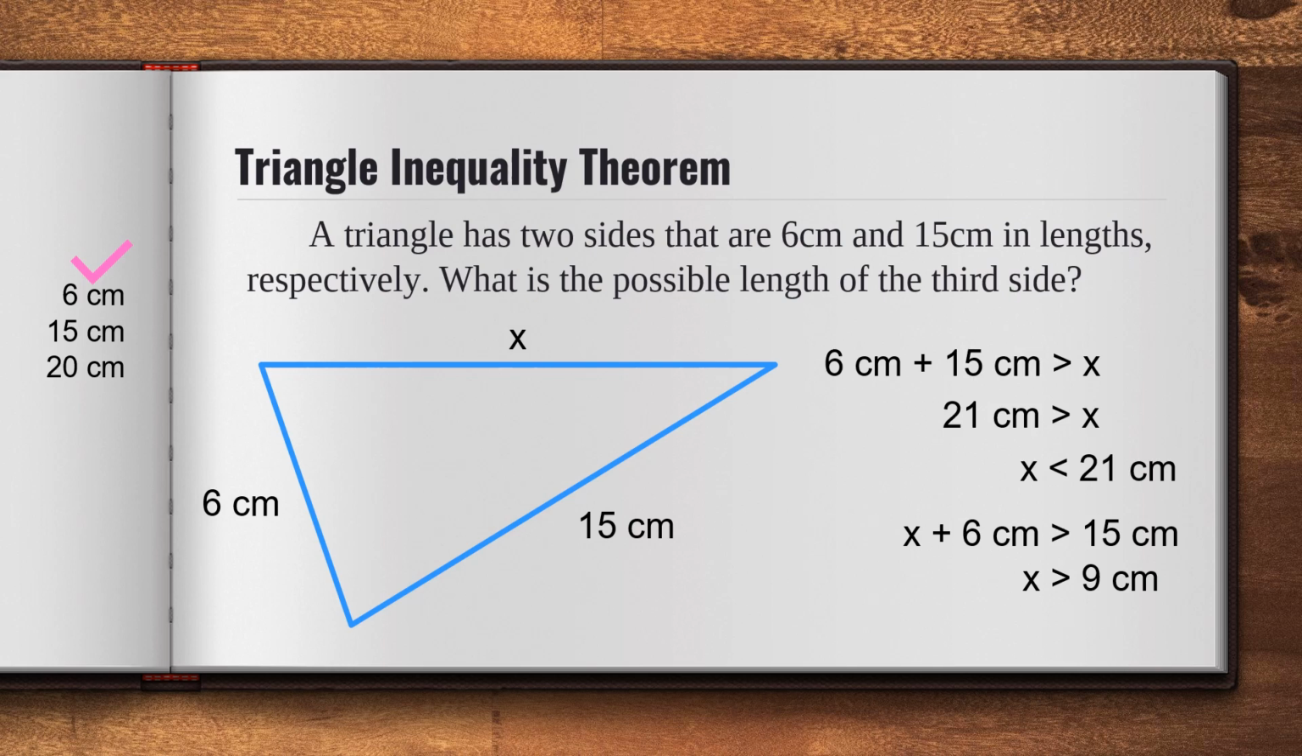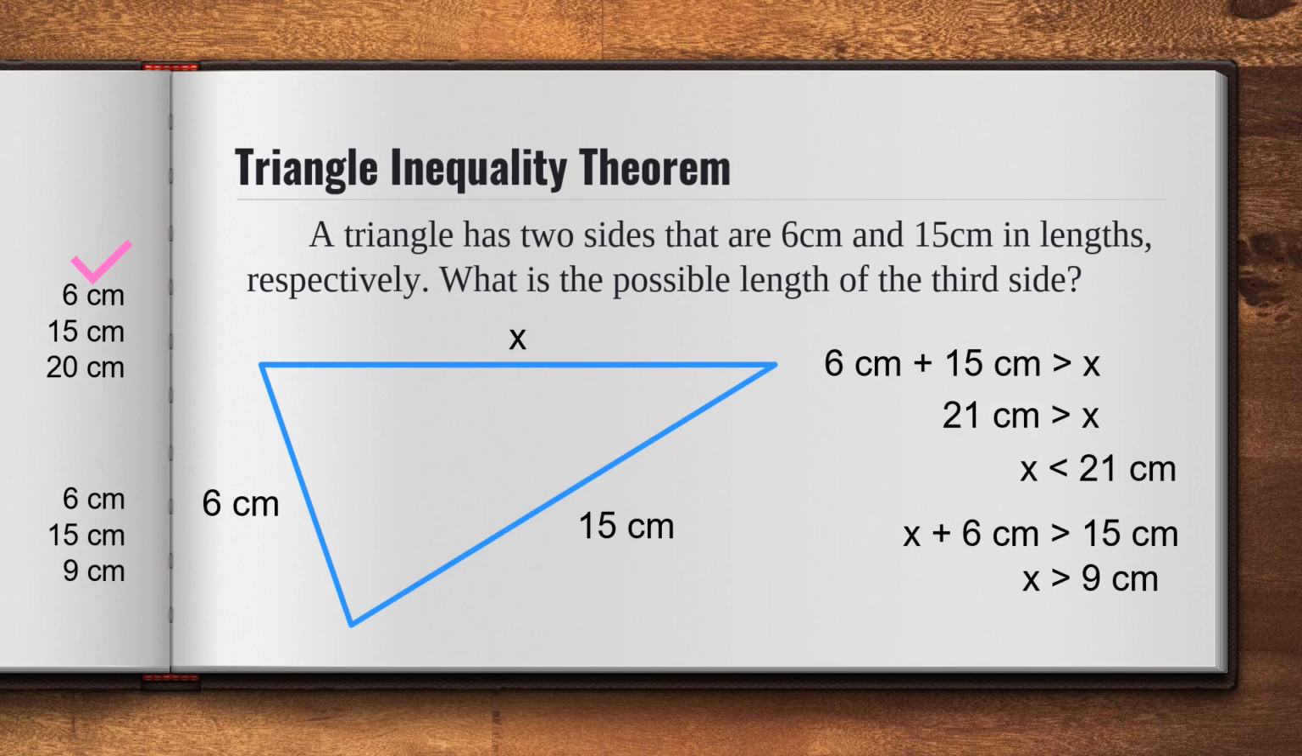Ma'am, where did the 9 come from? We just move the 6, so it becomes negative. 15 minus 6 will give us 9 centimeters. So, it should be greater than 9. It cannot be 9.